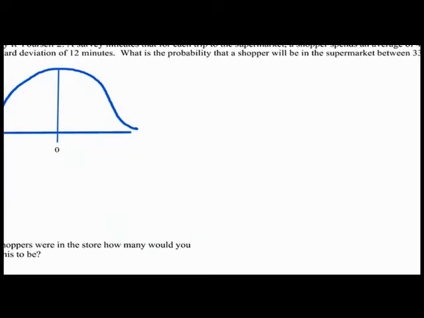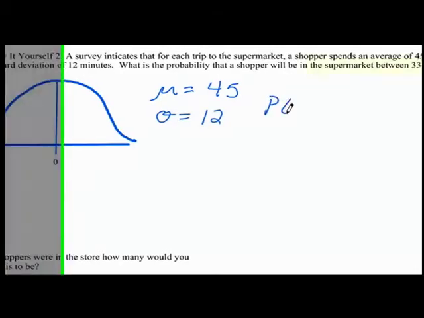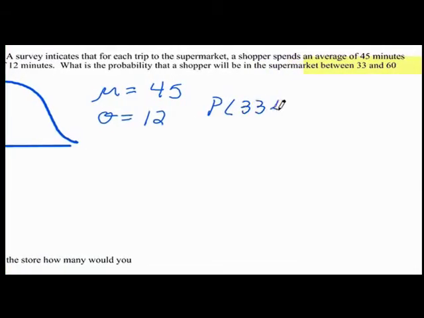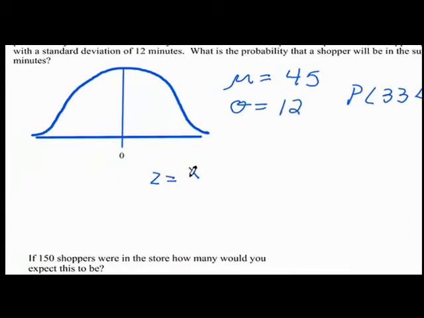And so the first thing we want to do is write down the information that we know. So we know that the mean is 45 minutes. And the standard deviation, our sigma, is 12 minutes. We're trying to find the probability that the shopper is going to be in there between 33 and 60 minutes. So that's going to be 33 is less than x is less than 60. So again, we're going to use our formula for z is equal to x minus mu over sigma.